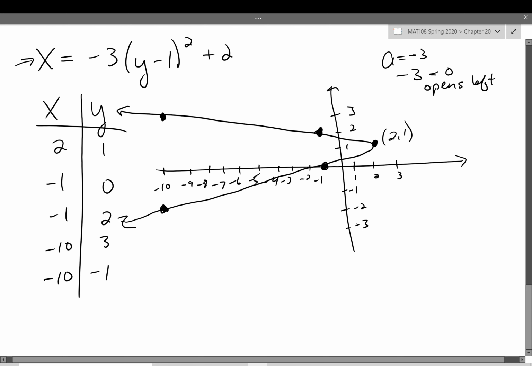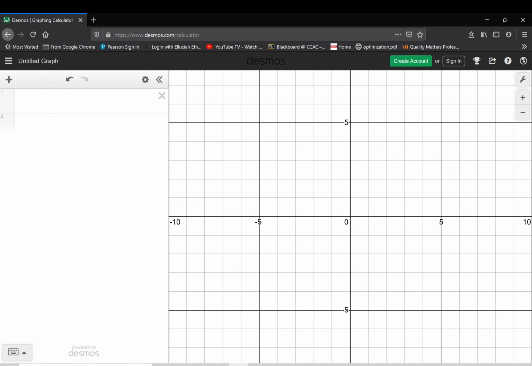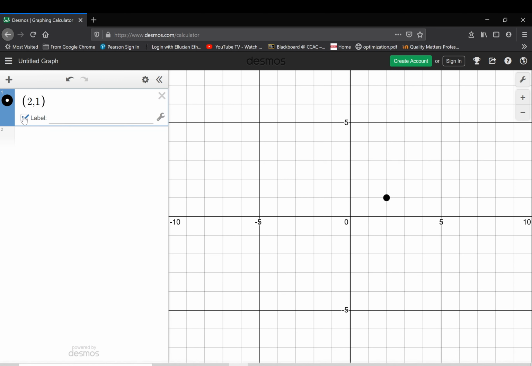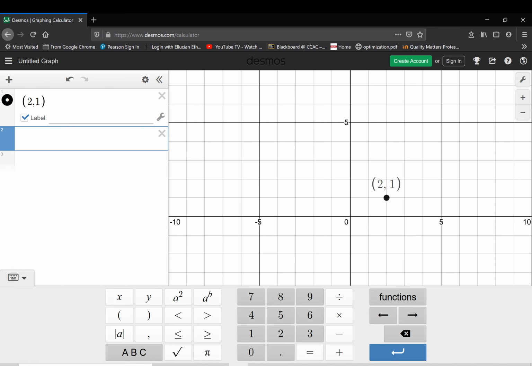Once again, let's go back into Desmos real fast. All right. And if we wanted to, we can type in every point. To type a point in Desmos, all you have to do is put parenthesis, 2, 1, and parenthesis. And as you can see, the little black dot popped up. And if you wanted to, you can click on the label. It'll label it for you. So let's plot all these points.